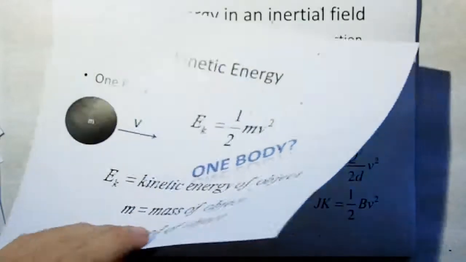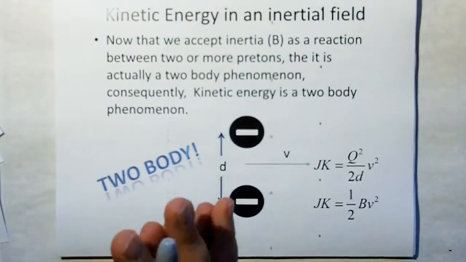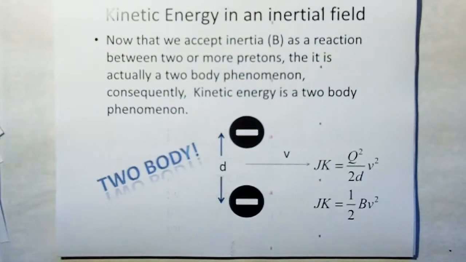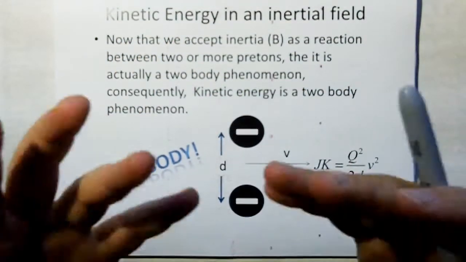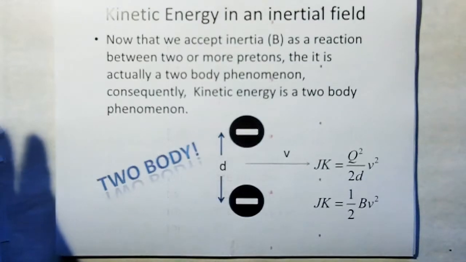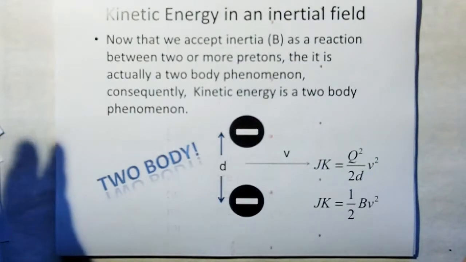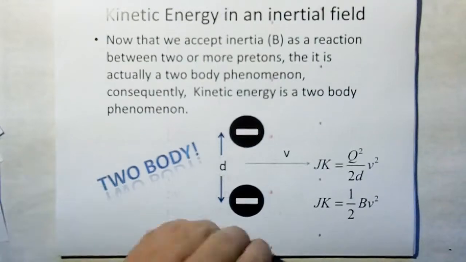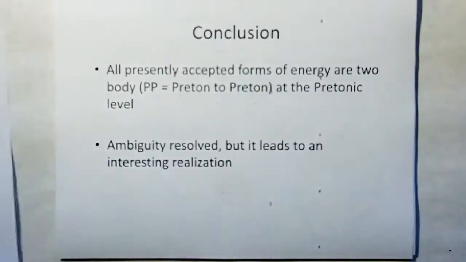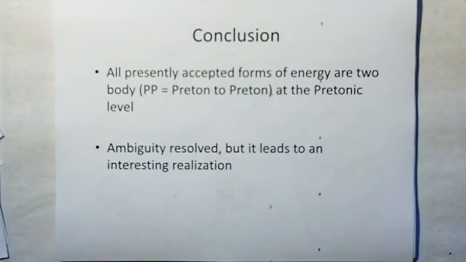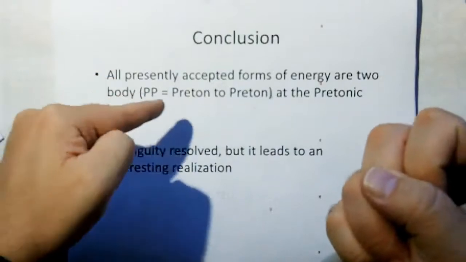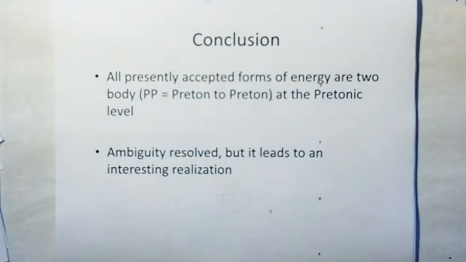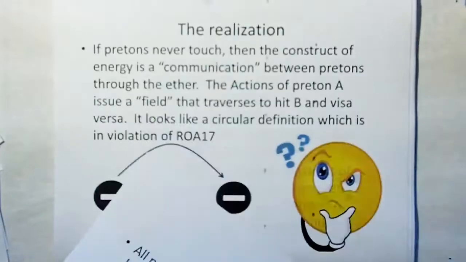That got fixed by the new energy paradigm because we realized that inertia, which used to be called mass, is a two-body phenomenon. Now, because of ethereal mechanics, we can describe all former versions of energy as two-body forms of energy. So presently, all accepted forms of energy are two-body, which means an interaction between two pretons, preton to preton, at the pretonic level. This ambiguity is now resolved, but it leads to an interesting realization.